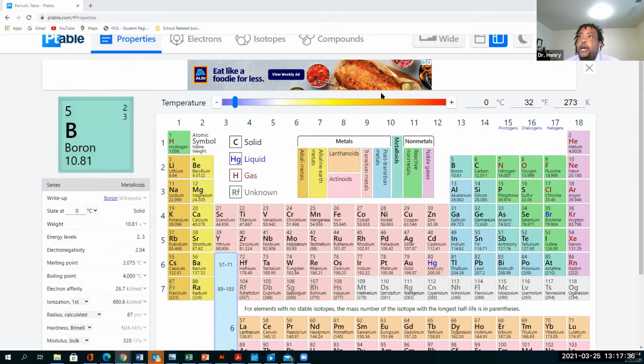Okay, so when we're talking about that C double bonded to an O, these guys are sharing electrons. Now, the question is, are they sharing evenly or unevenly?